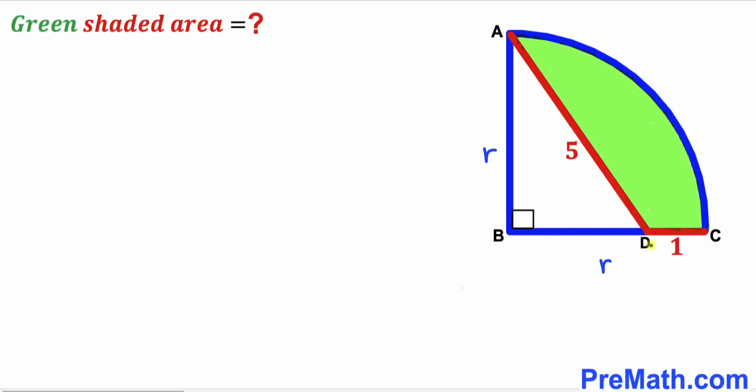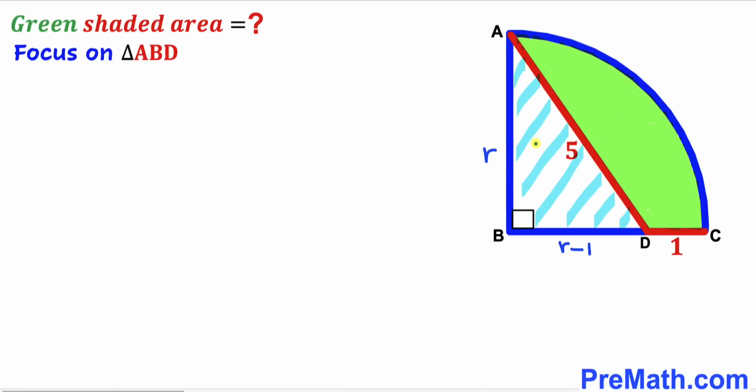Now let's make an observation. We can see that this tiny segment CD is 1 unit. Therefore this segment BD length is going to be lowercase r minus 1. Our task is to find the value of this radius, lowercase r.